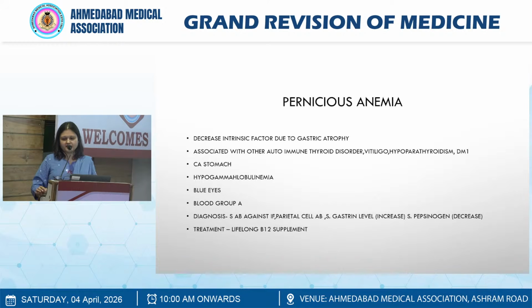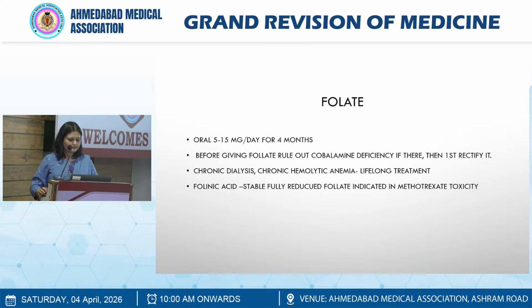Get a serum antibody test done against intrinsic factor and parietal cells of the stomach. Also in this patient serum gastrin level is increased and serum pepsinogen level is decreased. Treatment is lifelong B12 therapy, and IV. We can give oral B12 also, but it requires a very large dose, usually 1 to 2 milligrams, that is 1000 to 2000 micrograms per day.